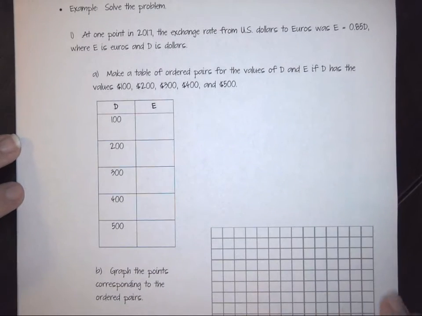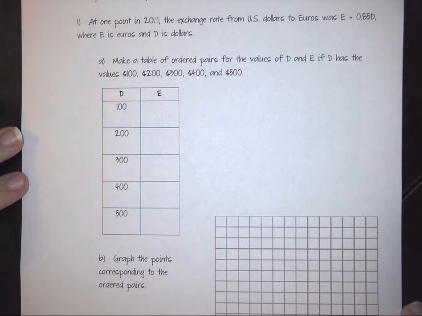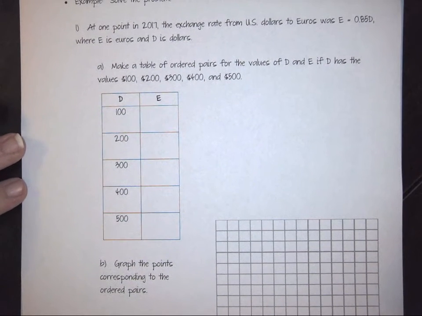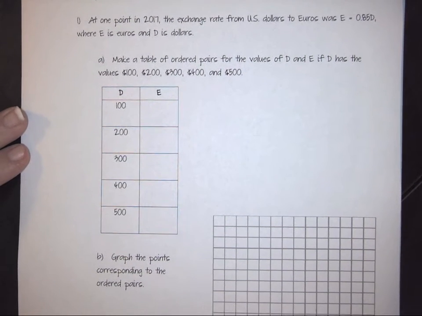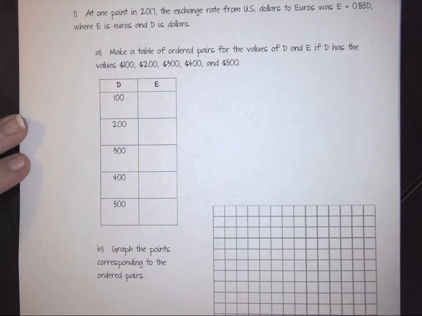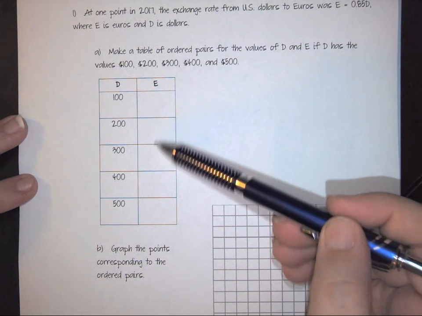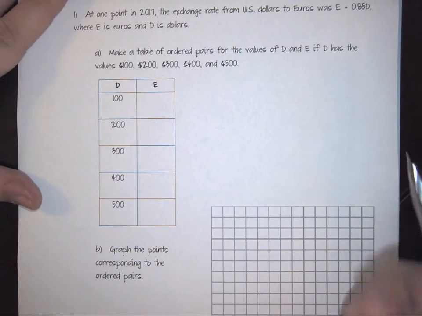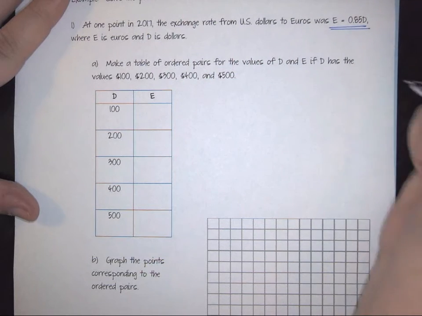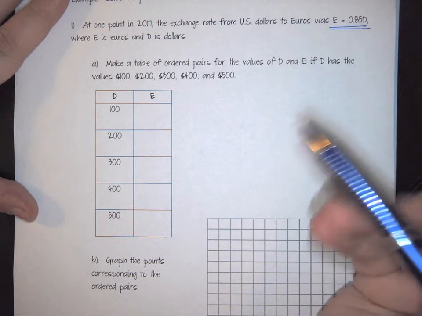So we've got this example here that says at one point in 2017 the exchange rate from US dollars to euros was E equals 0.85D, where E is euros and D is dollars. First it says to make a table of ordered pairs for the values of D and E if D has the values 100, 200, 300, 400, and $500. Notice we've got a table here, and part of it has been filled in. The other thing we need to remember is that we were given an equation here. So we can fill in the rest of these blanks by simply solving the equation.